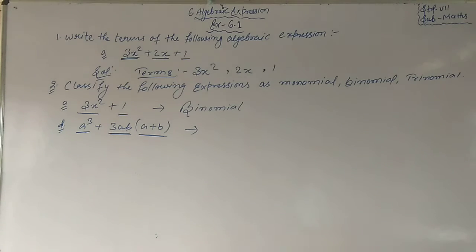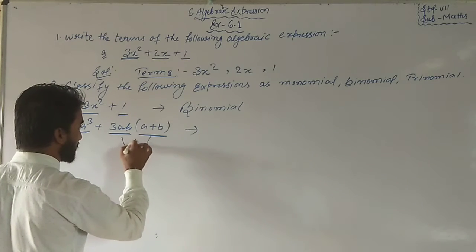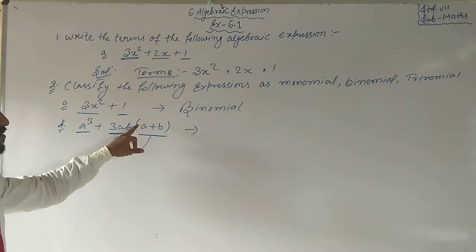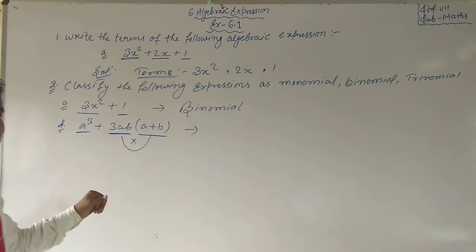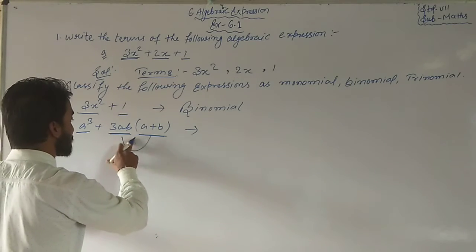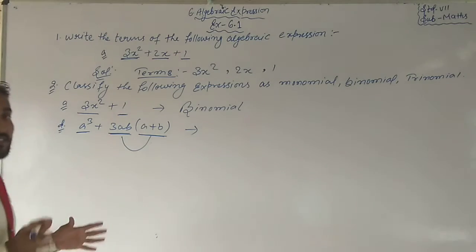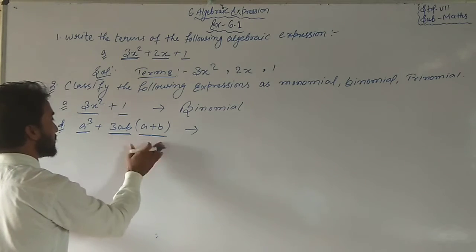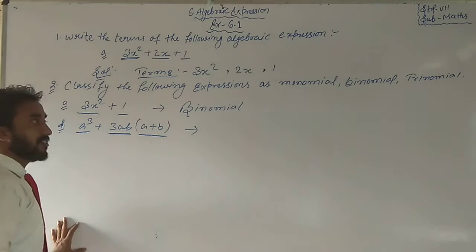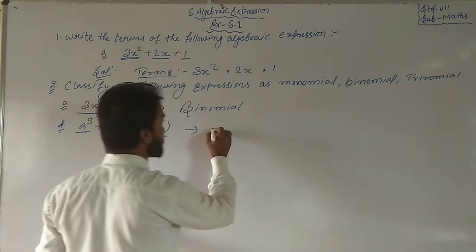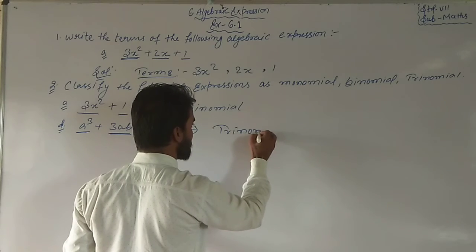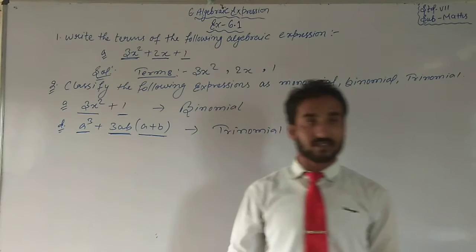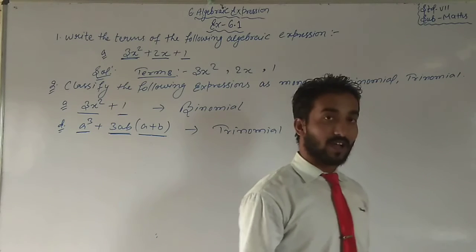How many terms are there? Both are in multiplication, because both terms are separated with brackets. So both are different terms. If I consider how many terms there are, we can say 3 terms: 1 term, 2 terms, 3 terms. An expression with 3 terms is called trinomial. Okay. In the same way, the remaining questions of this question number you have to do.